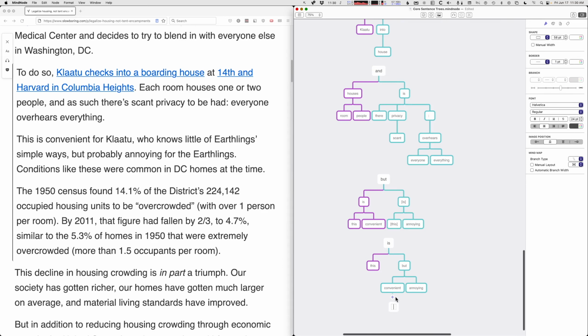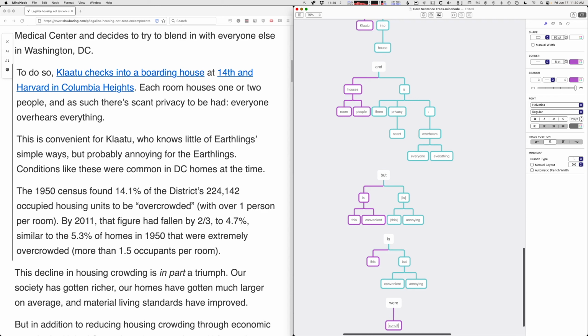Okay, next one. Conditions like these were common in DC homes at the time. We have a straightforward, simple sentence, one clause. Conditions were common. Were. Conditions is the subject of were. And common is the complement of were. It is linking conditions to common. That is enough practice for now.